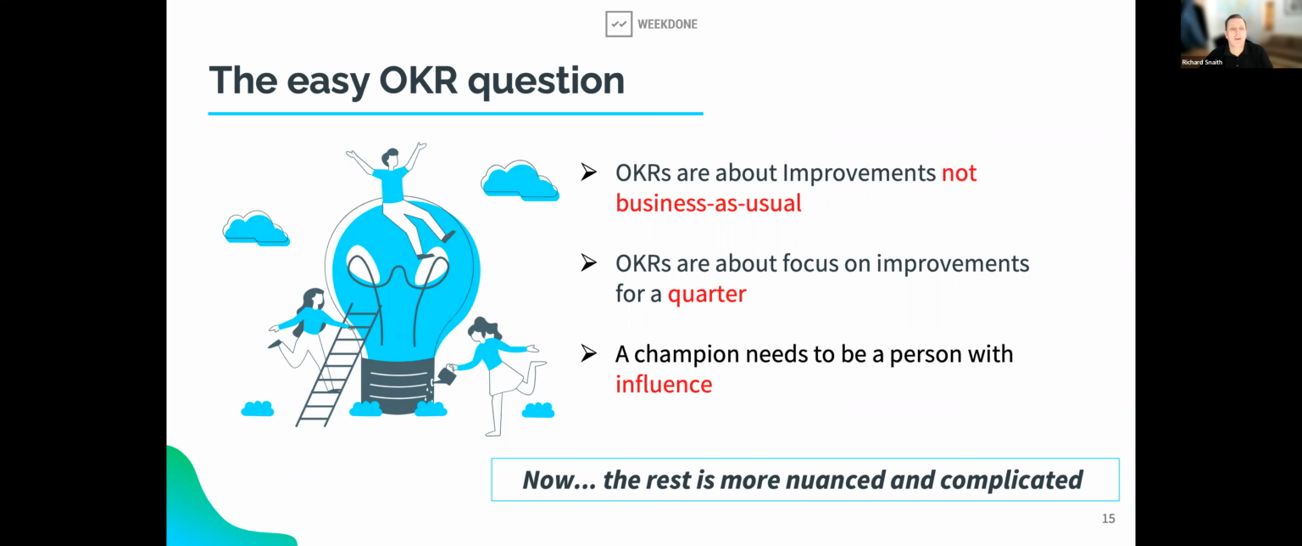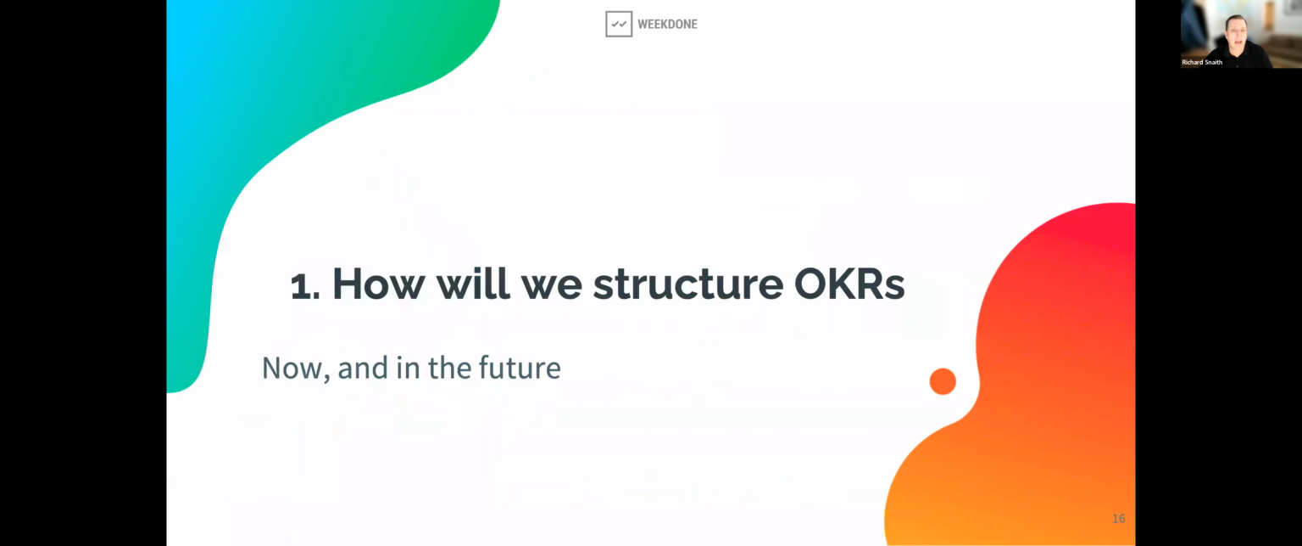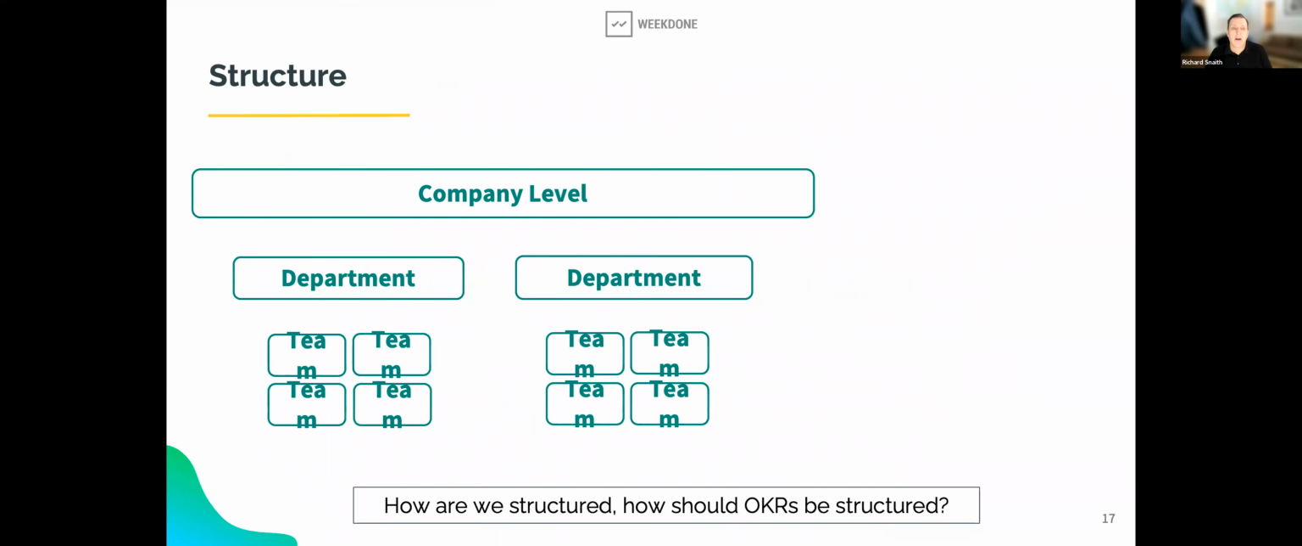So we're going to try and walk through some of the areas, and we're going to start with how will we structure OKRs? It's a very common question. We hear it all the time. And it doesn't matter whether you're a 5-10 person startup or you're a 500 person company. Often the questions are all about where do we start?